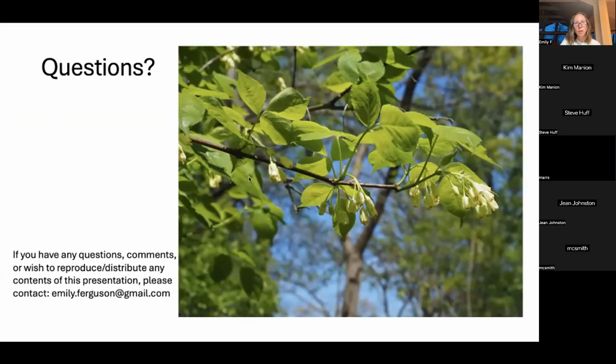Before I stop sharing, this is a bladder nut and it's in flower. I found it today. I was so excited. Yes, I definitely get excited about little things.